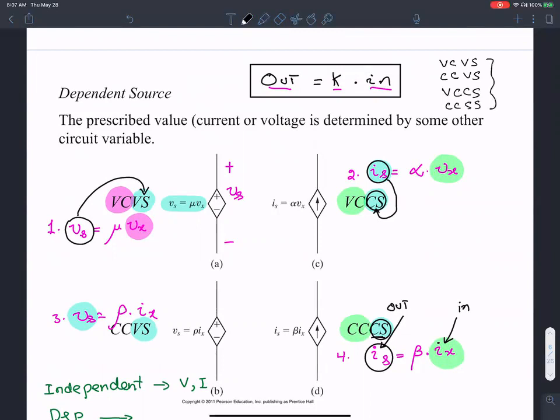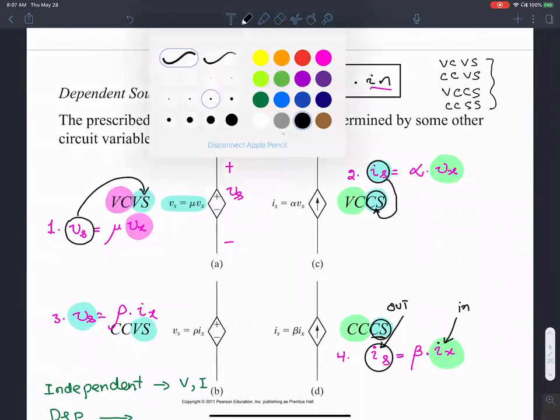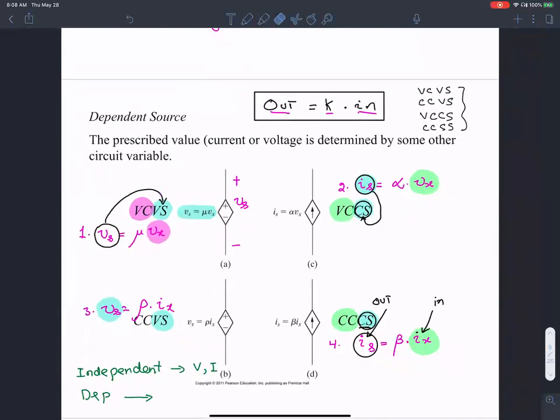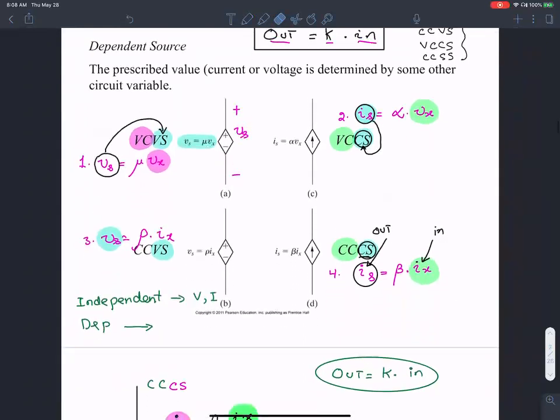Okay, 4 types. And all of these have exactly the same underlying scheme: output is some K times the input. That's the underlying theme, where K is called the gain. In the case of a current controlled current source, it is represented as beta, so on and so forth. That's the idea of dependent current sources, and we'll see how to solve problems with them.